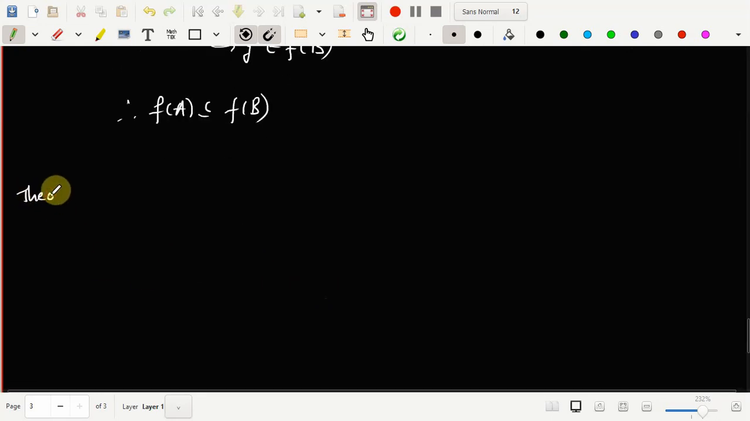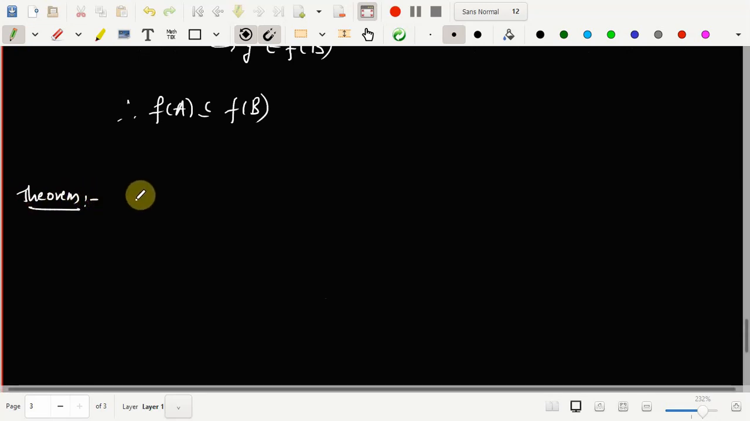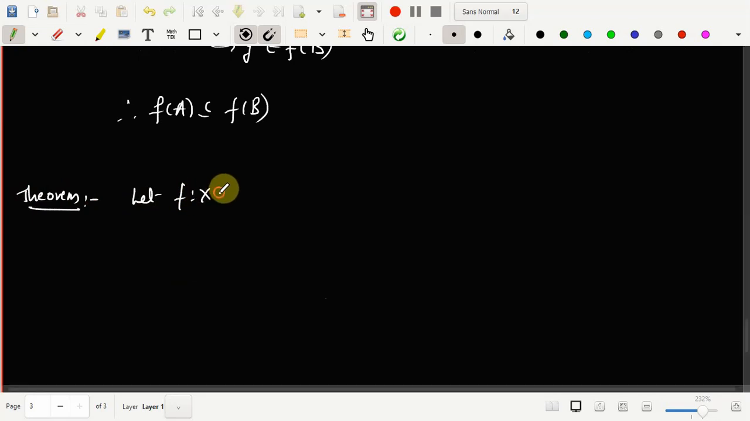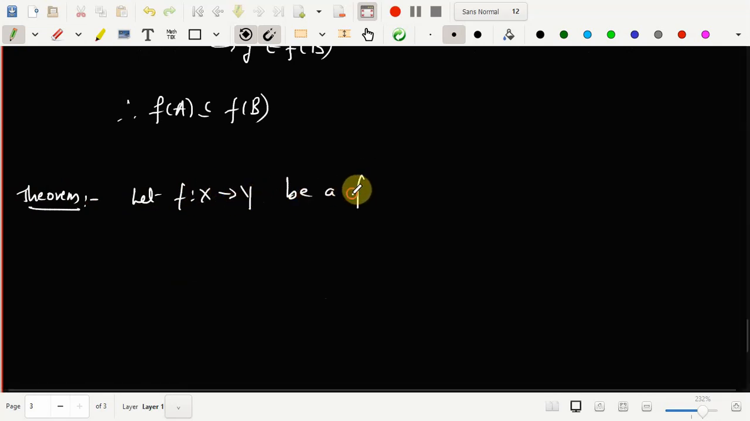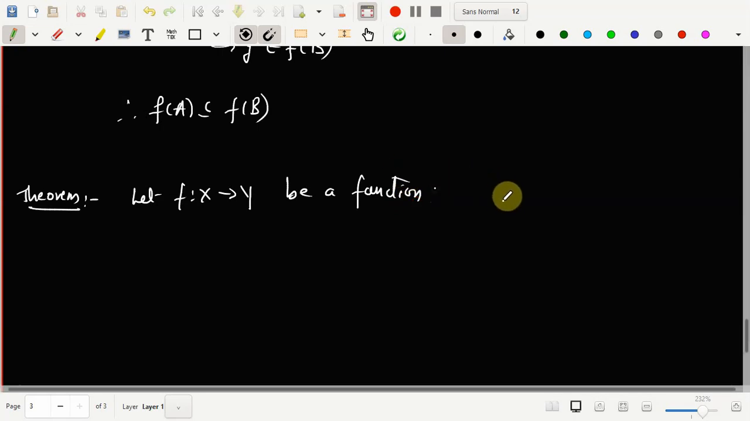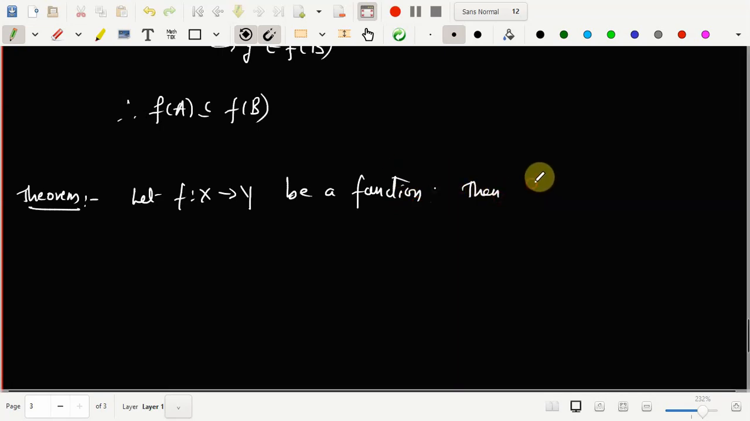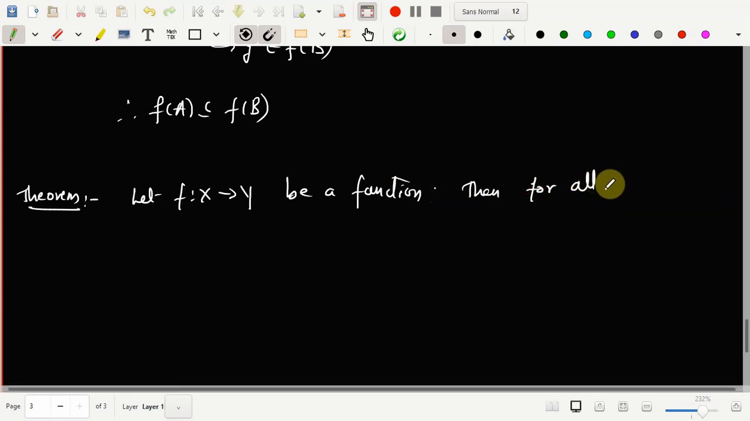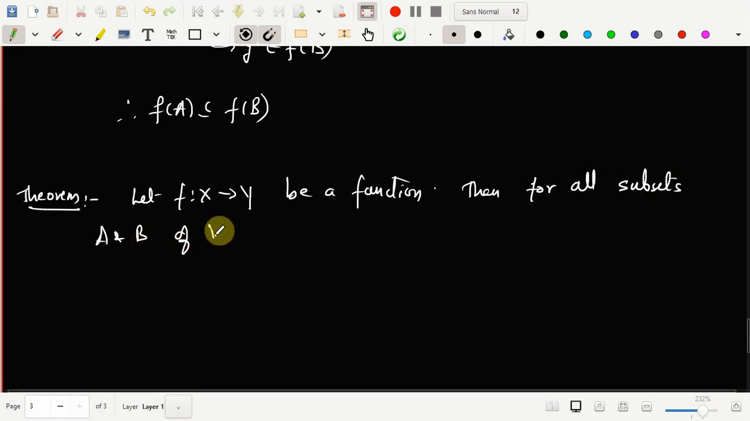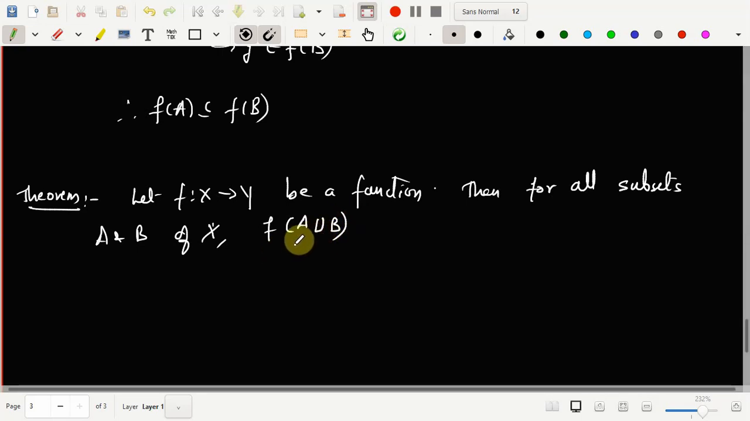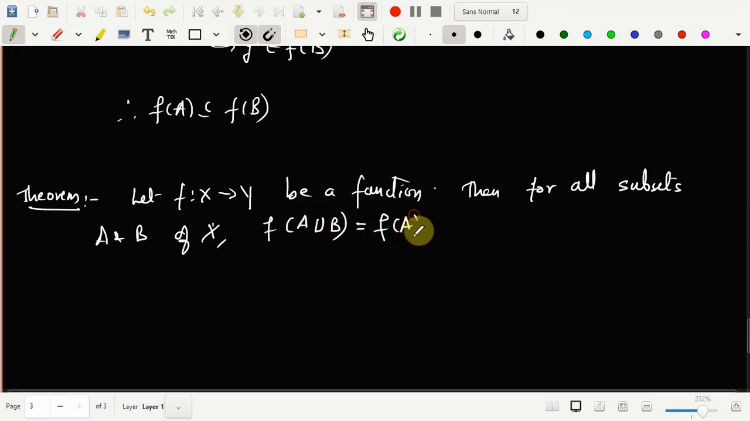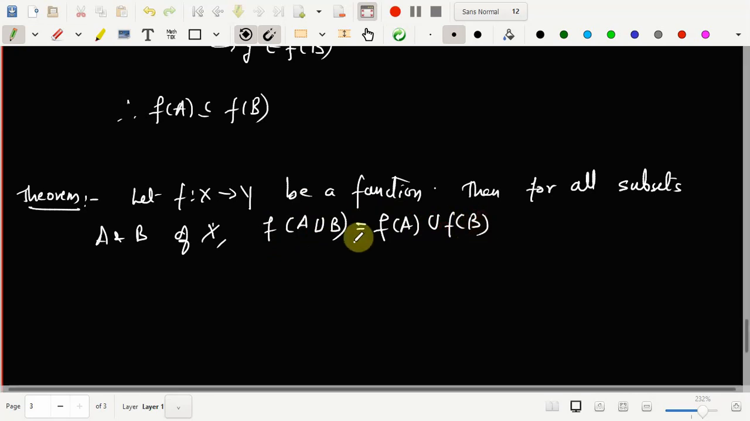Next property talks about the union of two sets. So suppose this is a function, and suppose you have A and B as subsets of X. What can we talk about f of A union B? Will the union be preserved by the function f? And that is true. f of A union B is the same as f of A union f of B.